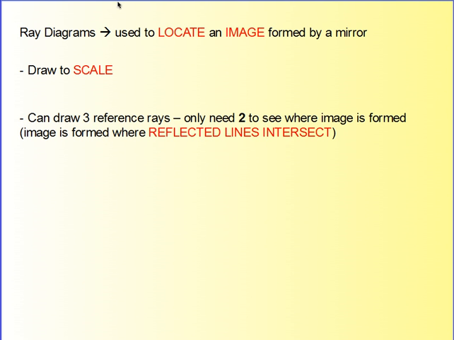Let's really get into ray diagrams. These are excellent ways of finding the image distance of our problems. So, we use ray diagrams to locate the image formed by a mirror. These are always drawn to scale, so make sure you're very careful that you're always drawing them to scale, and use a ruler.